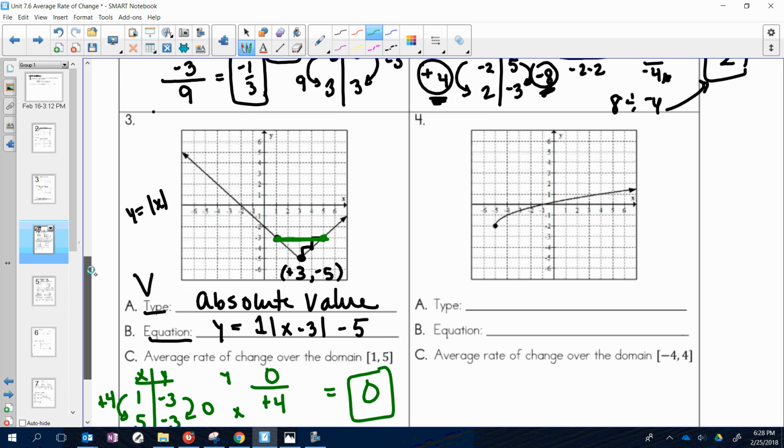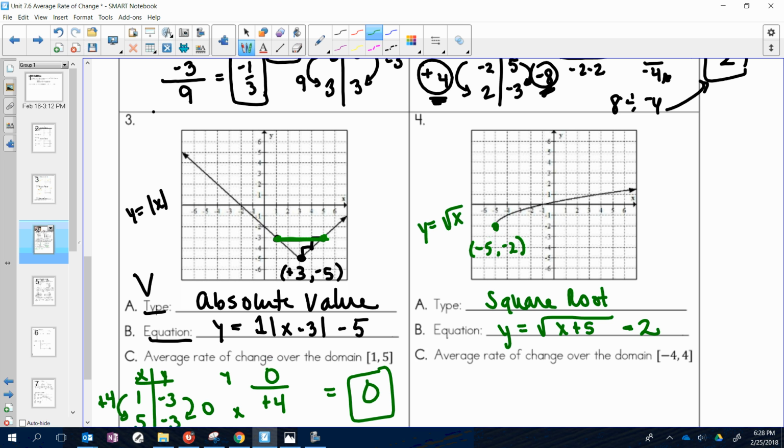Okay, next one. If you remember this graph, this looks like the square root of x graph. So this is a square root function. And the equation then would be y equals the square root of, all right, let's see, where's the important point? Negative 5, negative 2. So x plus 5, and minus 2 outside.